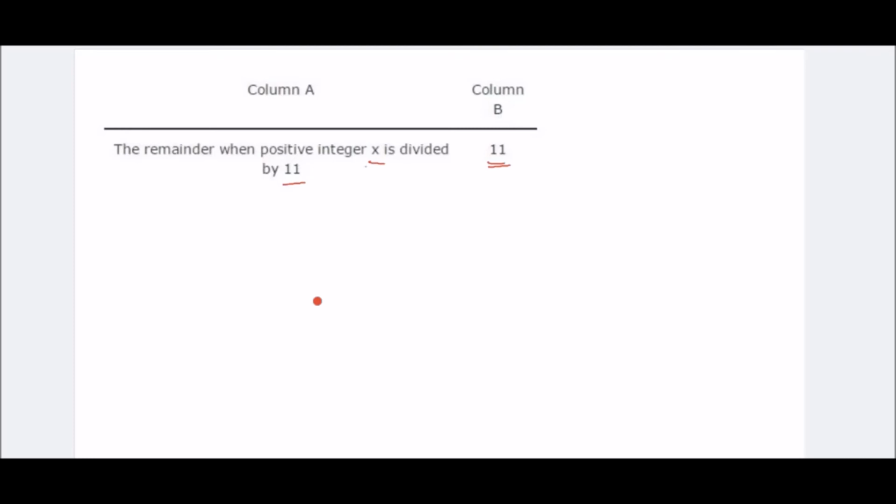See here, x is a number. When divided by 11, we have to find out the remainder. See, the remainder is always going to be less than 11, because if the remainder reaches 11, it is divisible by 11, right? So the remainder will become 0. So the possible remainder values will be 0, 1, 2 to 10, but not 11. So column A is always going to be less than column B. That's why column B is greater. So we have to choose option B.